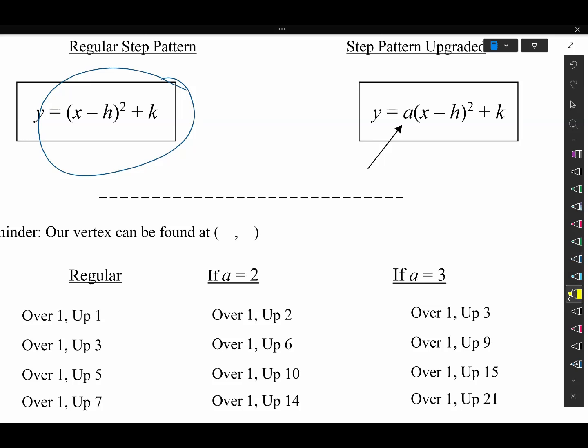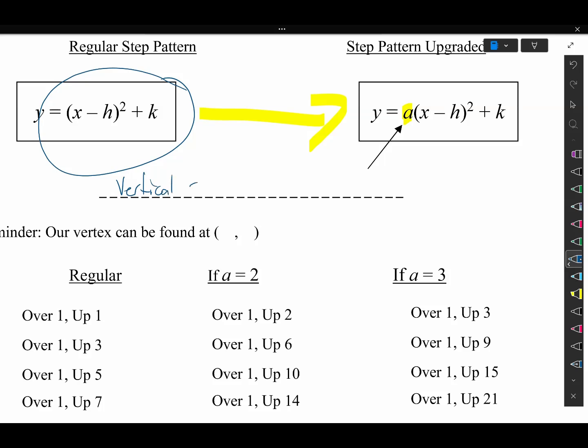Now, we're going to upgrade that and work with this brand new equation today where there's just one new piece, and that is our a value that's multiplying by this set of brackets, by what's being squared here, by the x minus h that's being squared. Now, this piece is what we call the vertical stretch factor.